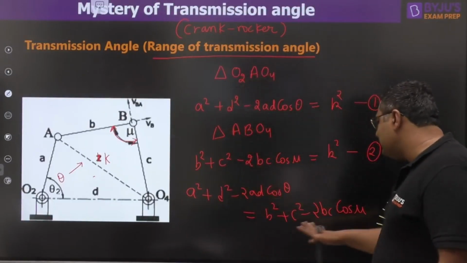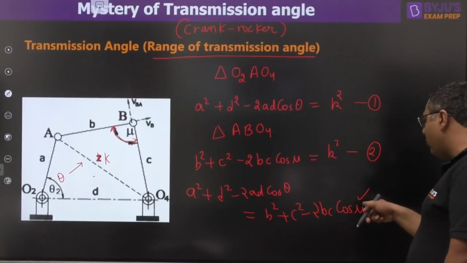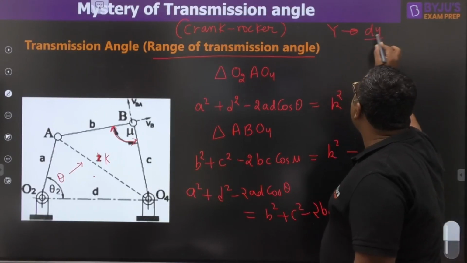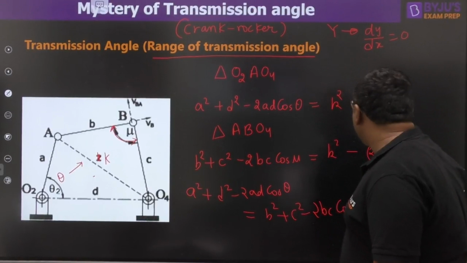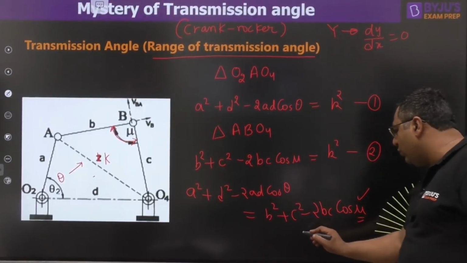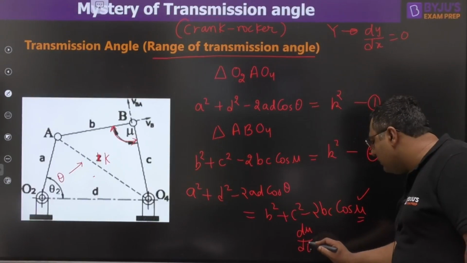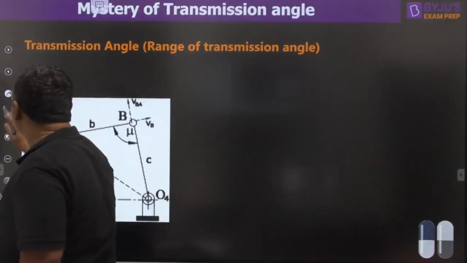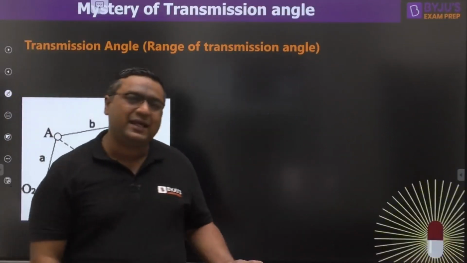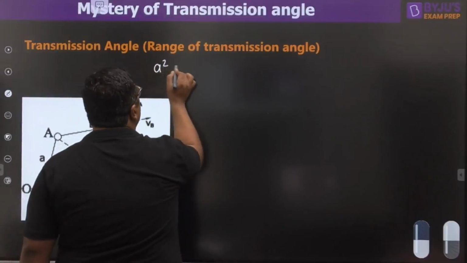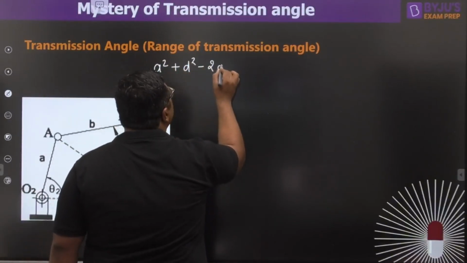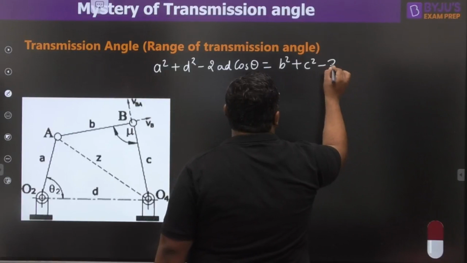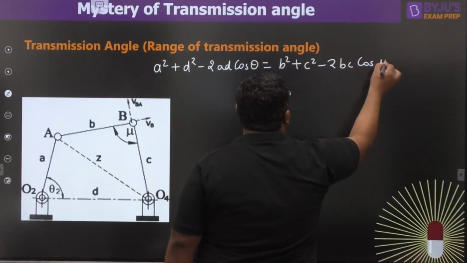You can see in this equation, if we want the maximum and minimum of mu, then just as to maximize or minimize y we put dy by dx equal to 0, here we want to maximize or minimize mu, so we will go for d mu by d theta equal to 0. For that we need to differentiate the equation. Let us differentiate it. I am writing the equation once again in front of you: A square plus D square minus 2AD cos theta is equal to B square plus C square minus 2BC cos mu.